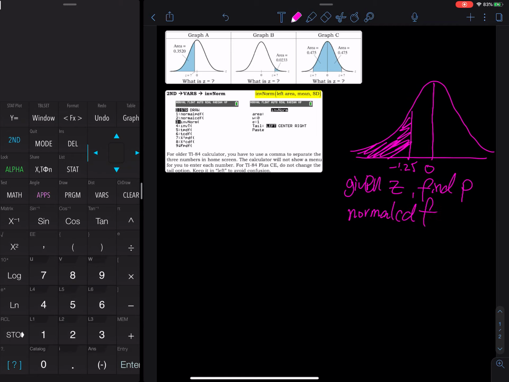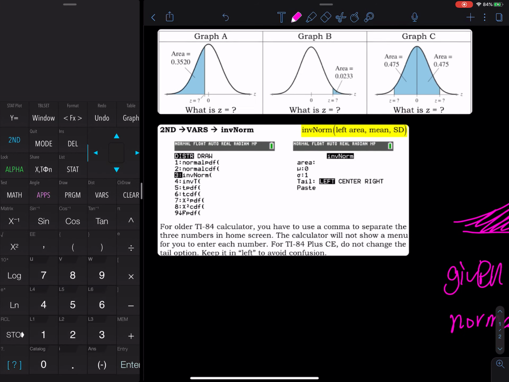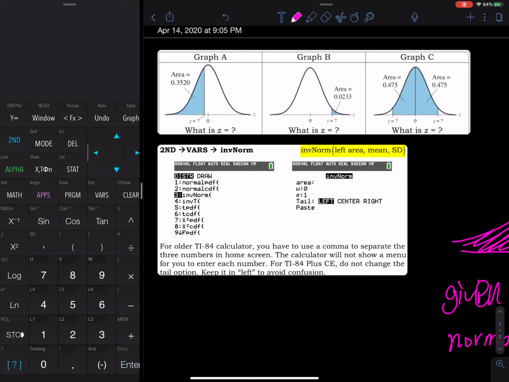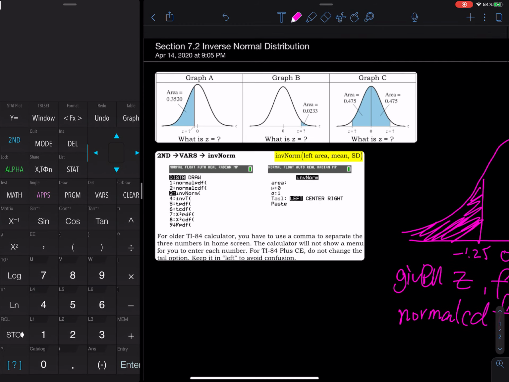What if for graphs A, B, and C, I have an area and I am looking for a Z? I gave you what the area is, and I am asking you where to cut the graph to get that area. Then what do you do? For example, graph A: are you going to try different Z until you get 0.3520? Of course not. So when that happens, we have to use inverse normal distribution.